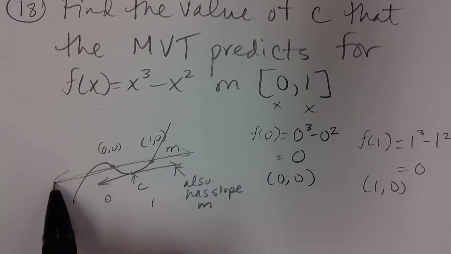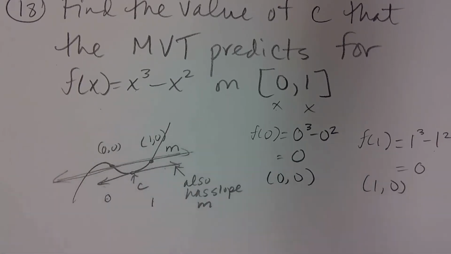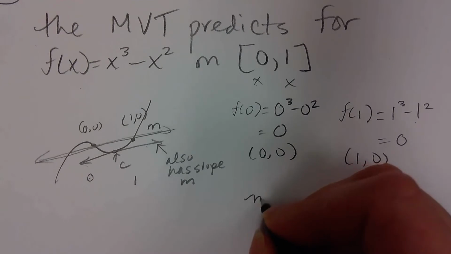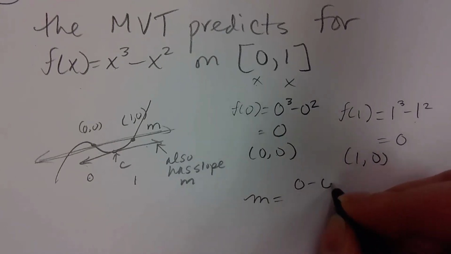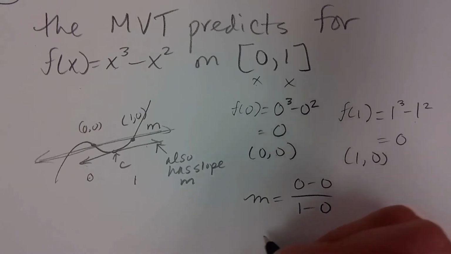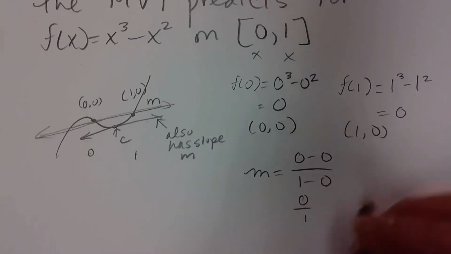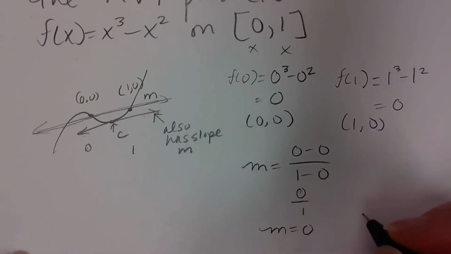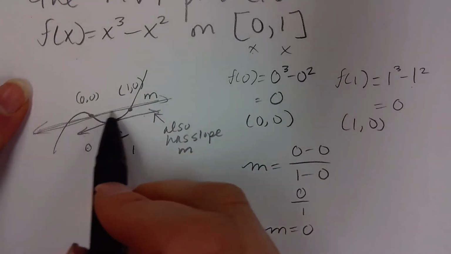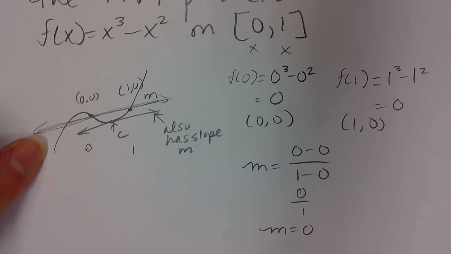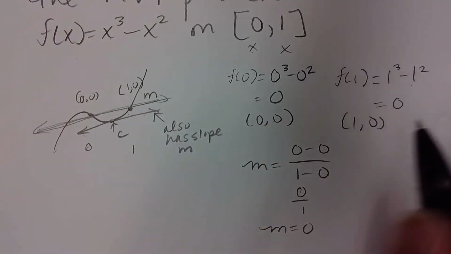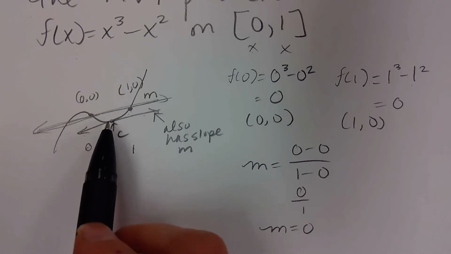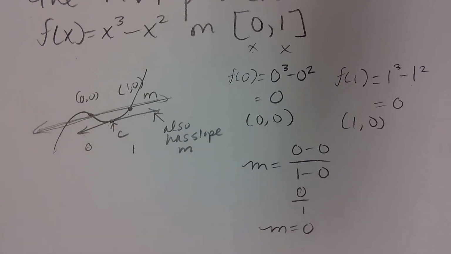So I want to find the slope of the line connecting those 2 points. Now I'm going to do my slope formula. Slope is y minus y over x minus x. So 0 minus 0 over 1 minus 0. So my slope is 0 over 1, which just equals 0. Now if this line has a slope of 0, I know that somewhere between 0 and 1, there's going to be an x value, and if I look at the slope of the line at that point, it also gives me 0.